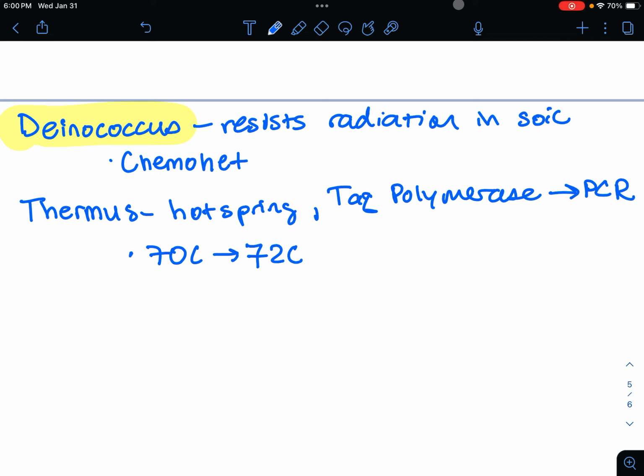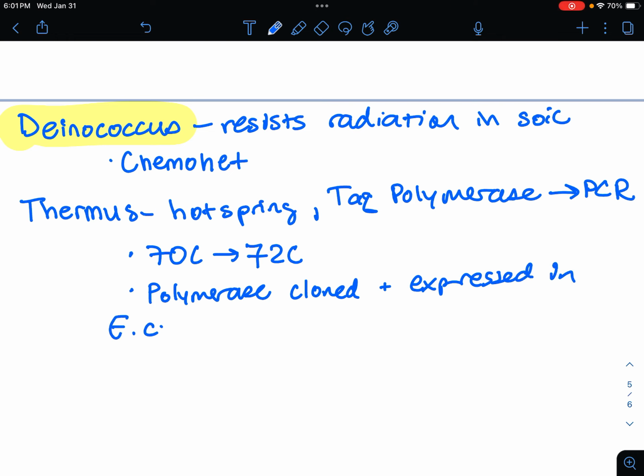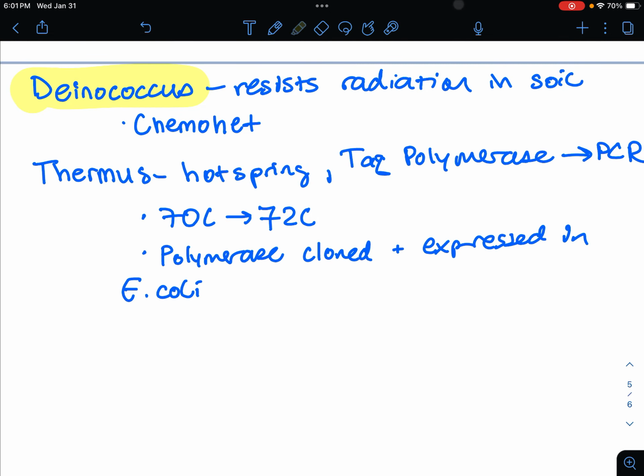Let's see. The enzyme of the Taq polymerase, that enzyme, so polymerase, it's been cloned and expressed in E. coli. And this is going to be useful, again, in PCR reactions. So that's how the market for Taq polymerase is supplied. They're actually expressing it in E. coli instead of looking for the Thermus aquaticus itself.